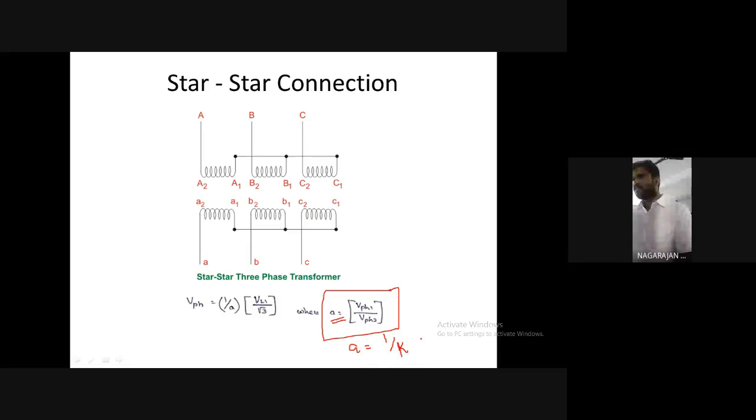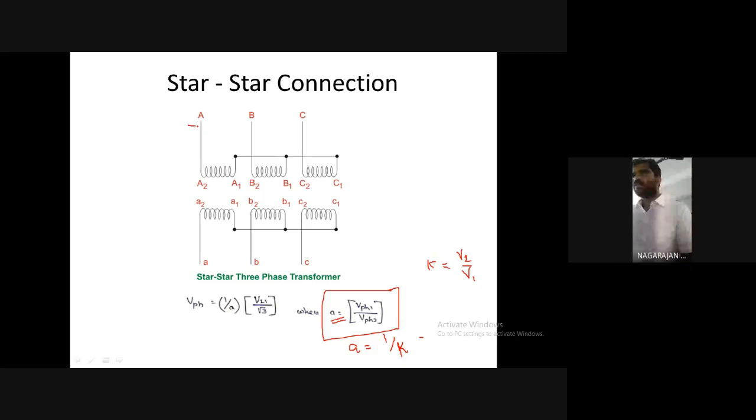What is K? K is called the transformation ratio. Otherwise, we can call K as V2 divided by V1. So this is an indication of the rate at which the voltage is transferred from primary to secondary.